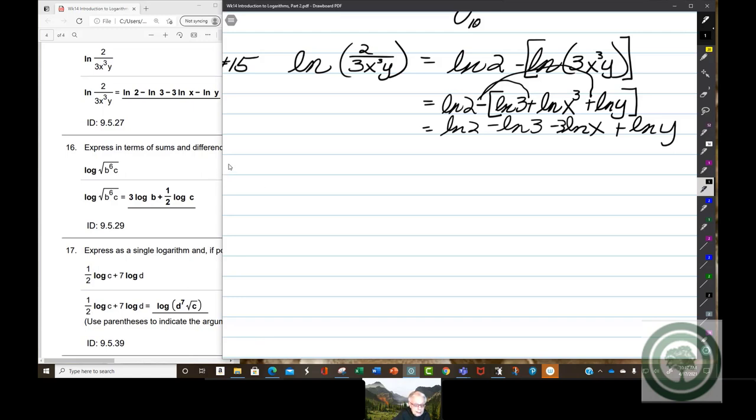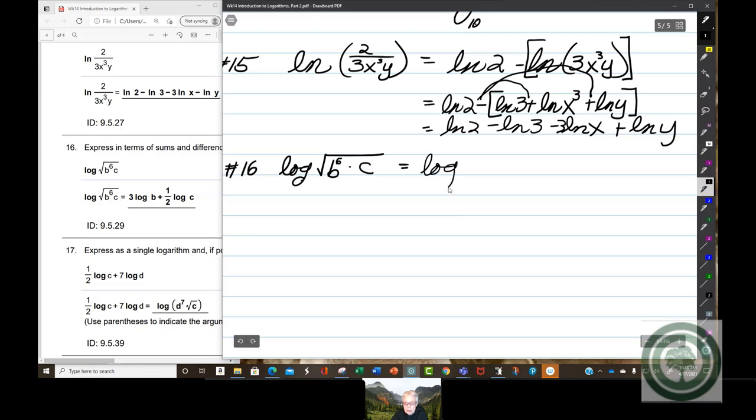Okay, and number 16. We're going to have the log of the square root of b raised to the 6th power times c. So, no, it's times, silly goose. Yeah, that's good enough. Now we could go ahead and find this immediately, but why add to the steps? Let's just be very careful and go one step at a time.